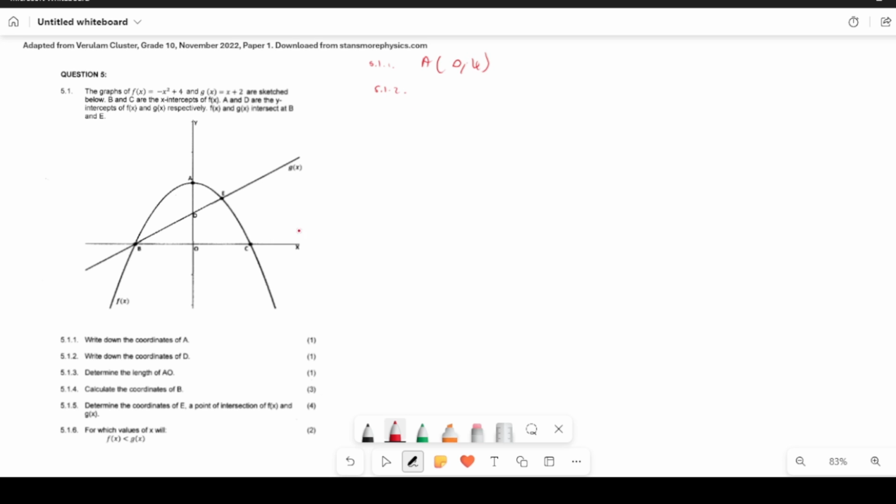5.1.2. Write down the coordinates of D. The coordinates of D, that's the y-intercept of the g of x function. So D will be 0 and 2. We're just reading from the equations.